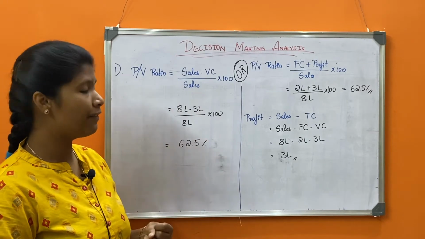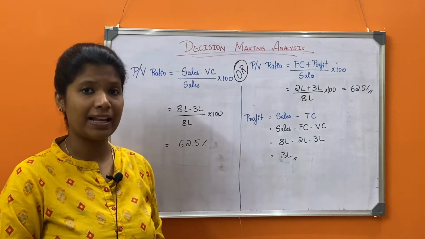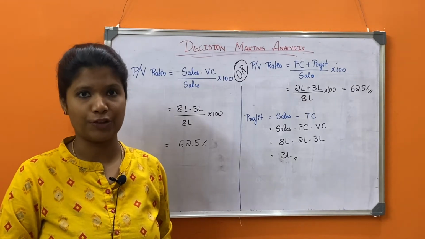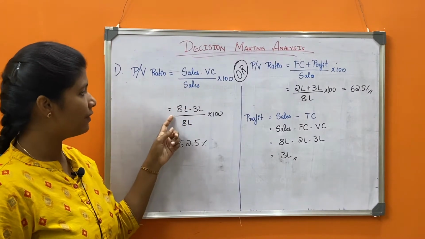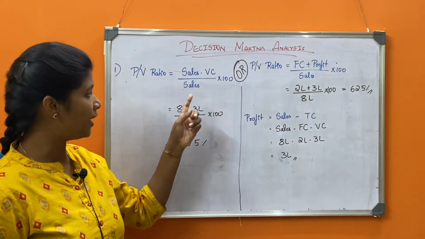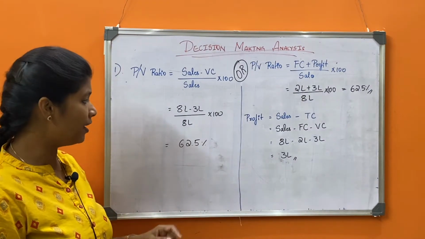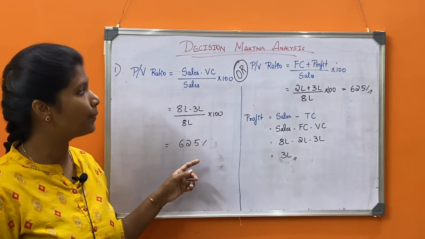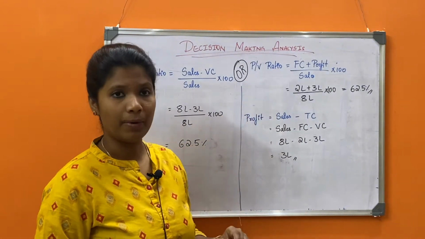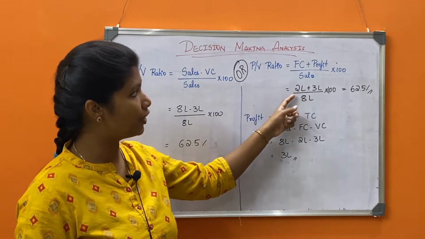So the first method, let's find out PV ratio. Now sales is given in the question, variable cost is given in the question, as well as fixed cost is given in the question. So these are the three details given. So sales as given in the question is 8 lakh minus variable cost is 3 lakh divided by sales again 8 lakh into 100. What's the answer I get? 62.5%.